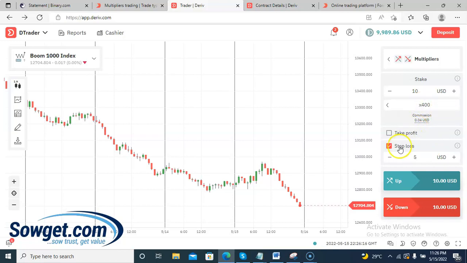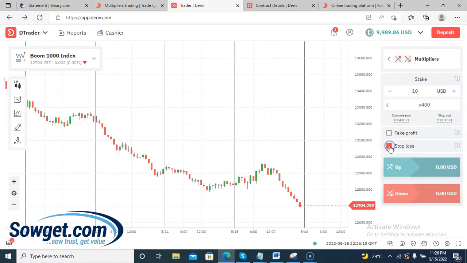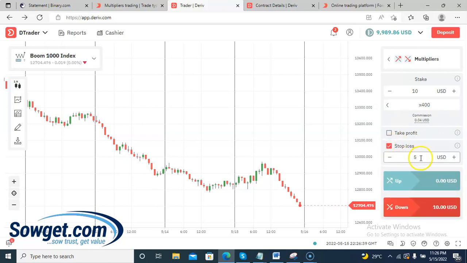Now, of course, if I untick this stop loss box here, and my multiplier is on times 400, by default my stop out, the system has already programmed it to be 50% of my stake, which is $5. So my stop loss cannot exceed a floating loss of 50% of my stake, which is $5. So I can actually set a stop loss of $1, $2, $3, but it can never exceed $5.